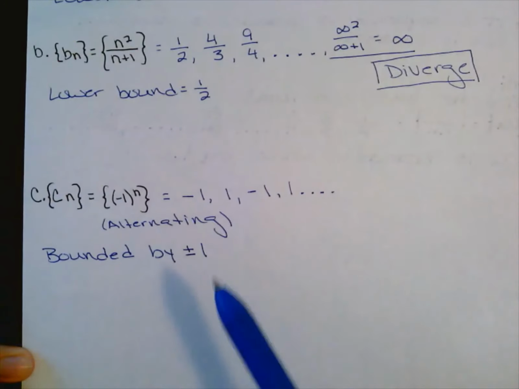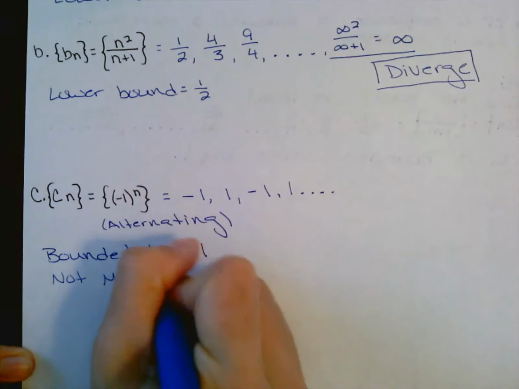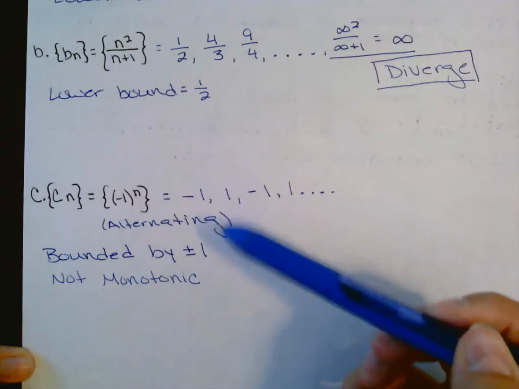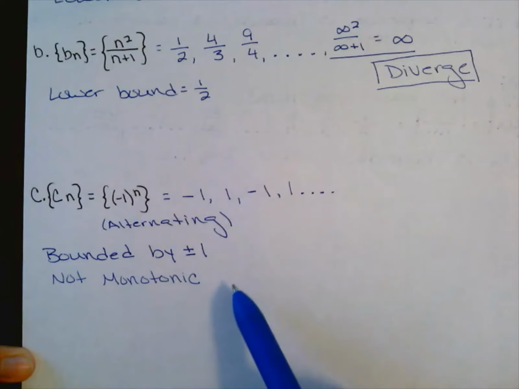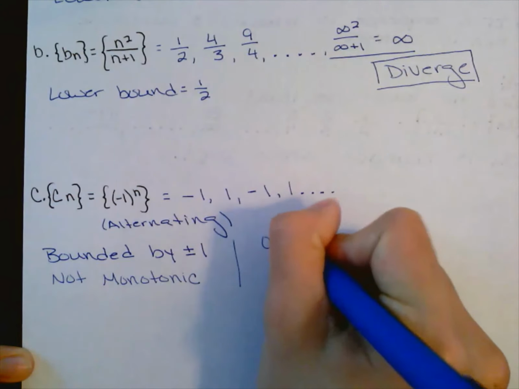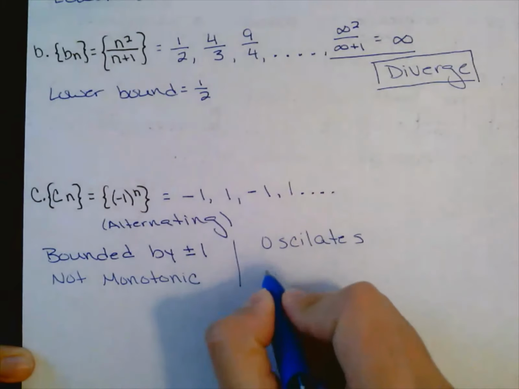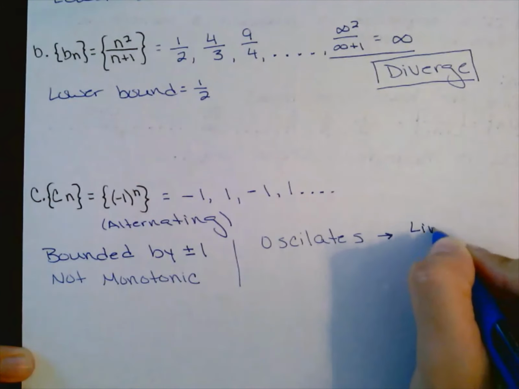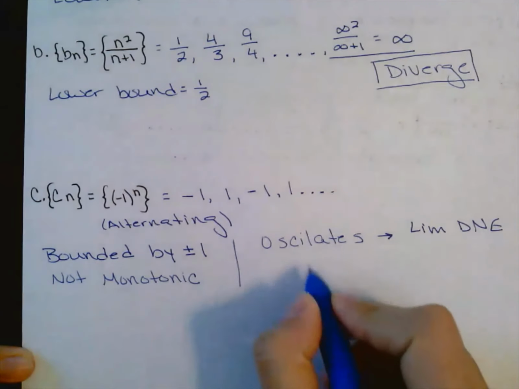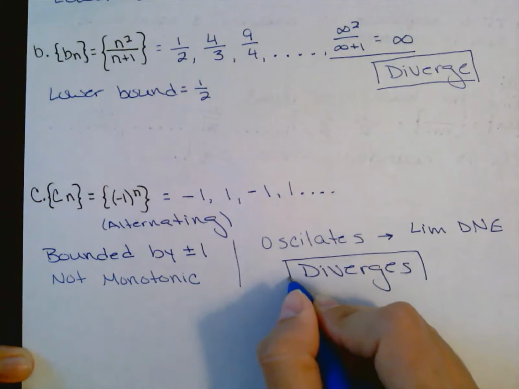Now, because this keeps bouncing up and down between positive and negative 1, this is not monotonic. You may even remember the word from limits, oscillates, right? Oscillates means that a function bounces up and down uncontrollably. So this is bouncing between negative 1 and positive 1, negative 1 and positive 1, and it'll do that forever. So because it oscillates, if you remember back in limits, anytime it oscillates, the limit does not exist, right? That was one of our three main rules for when the limit does not exist. Therefore, if it does not exist, we can say that it diverges. And there you go. That is 9.1.